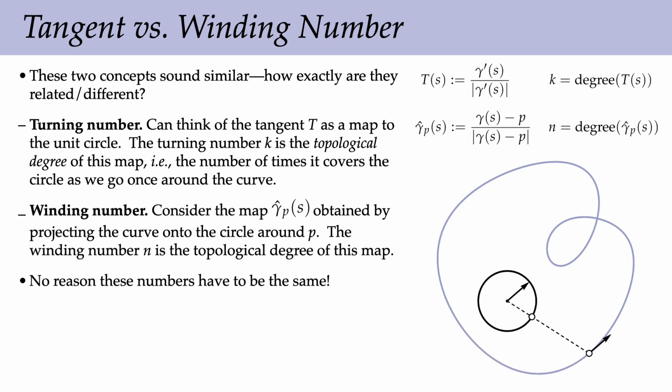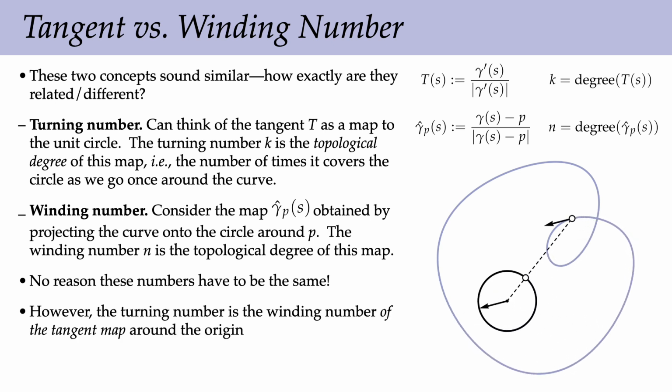One way we could have defined the turning number is we could have said, the turning number is the winding number of the map T. If we forget that T comes from the tangent of a curve and just think of T as a curve itself, then the winding number of T is the same as the turning number. It's just the number of times T goes around the circle.